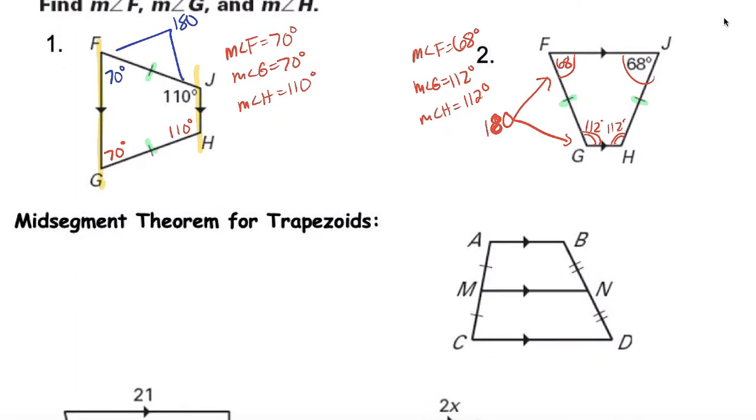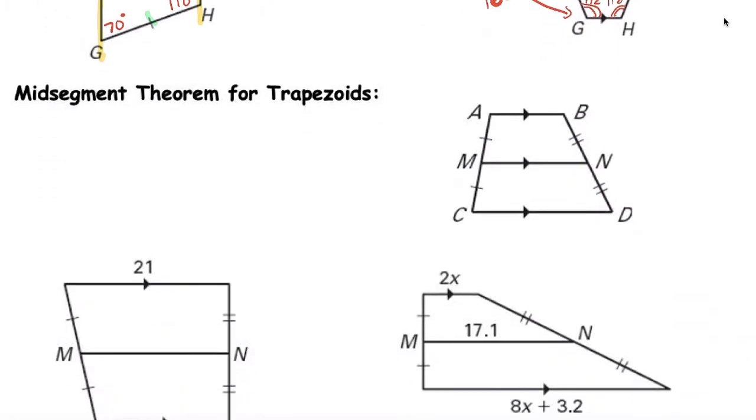We did a mid-segment theorem before, but it was in a triangle, and it was that the mid-segment is equal to half of the base. Well, when you have a trapezoid, you have two bases. So the mid-segment of a trapezoid is going to be the average of those two bases. So looking at this drawing here, we could write this as saying that 1/2 of the sum of AB plus CD will give you MN, that mid-segment.